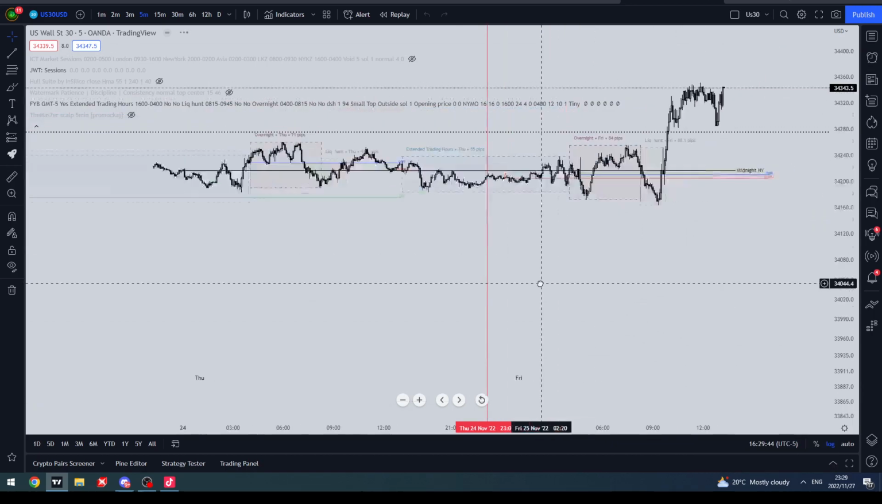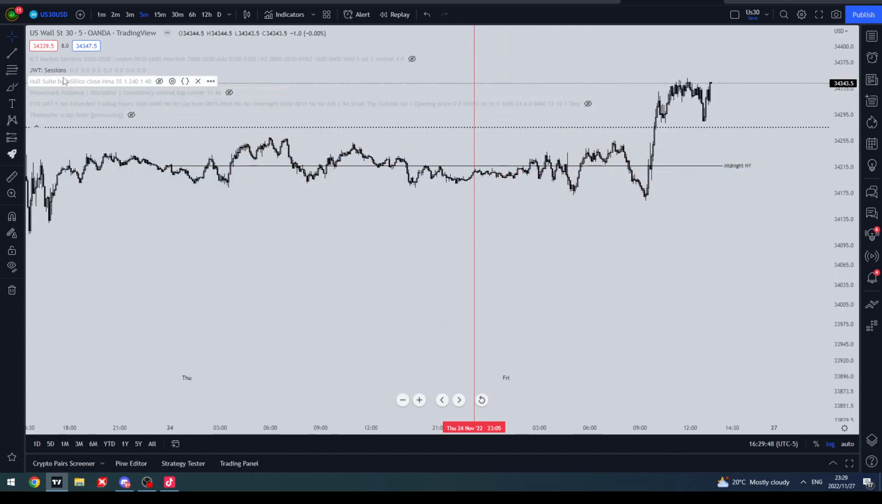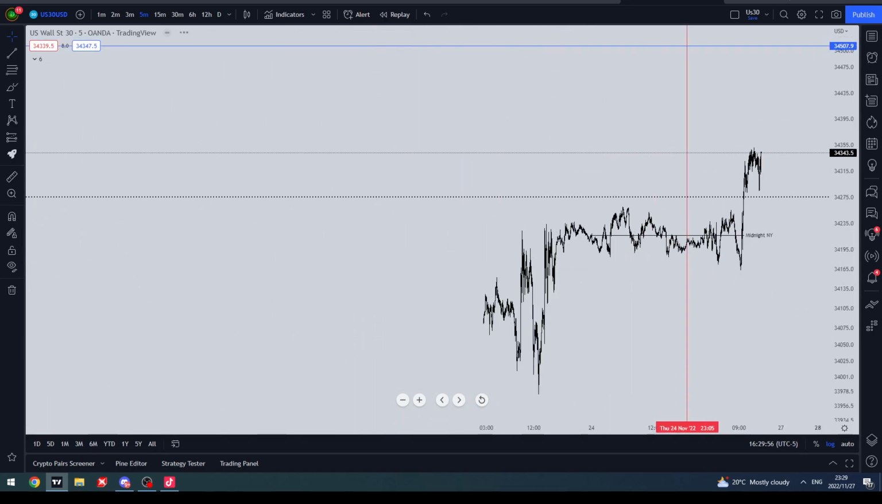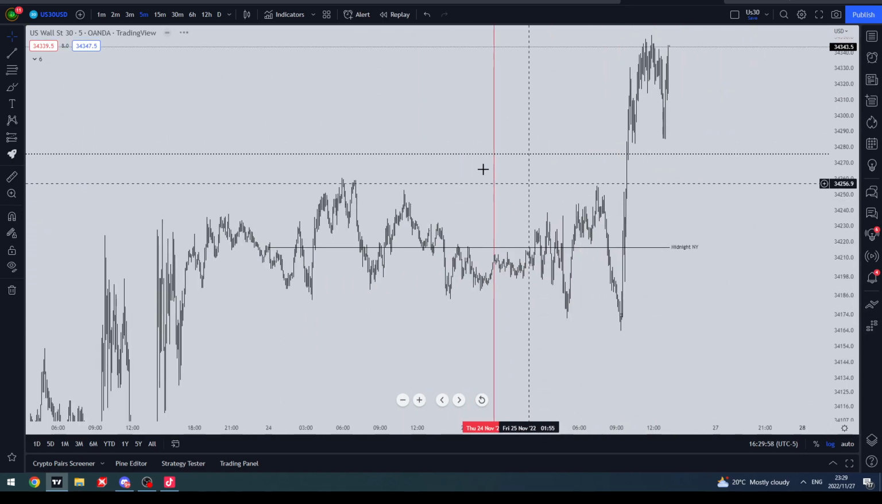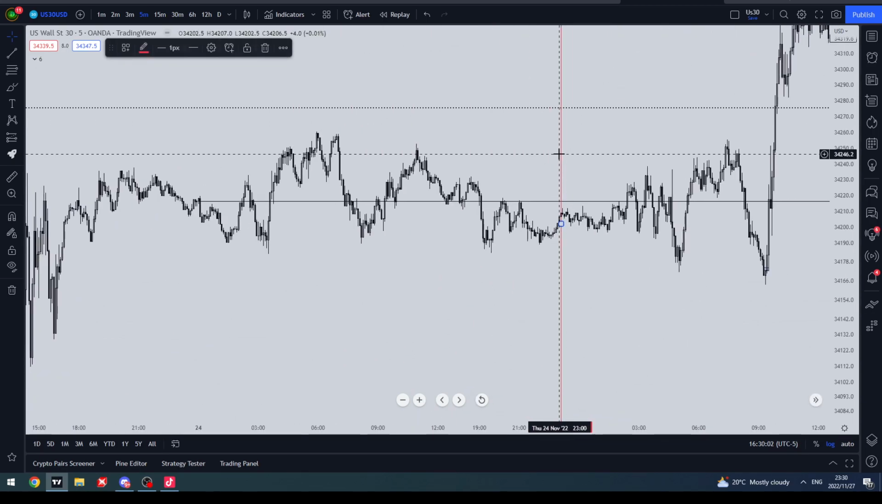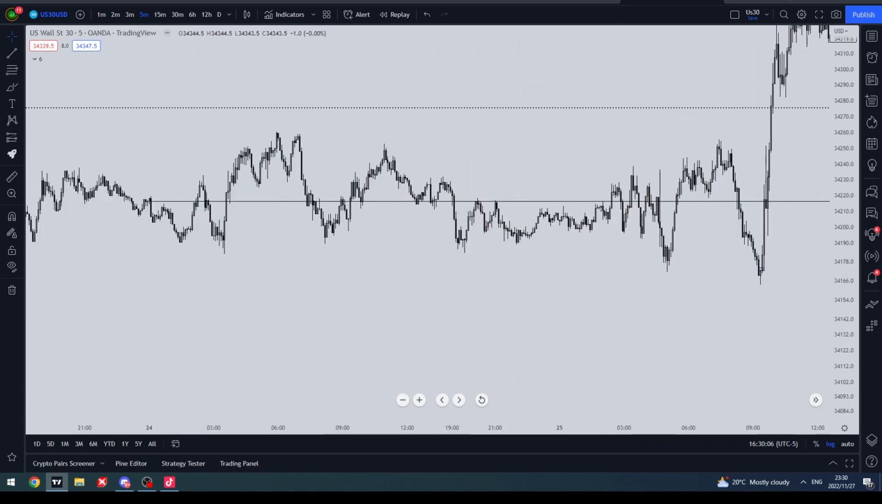I'm going to show you something on US 30. And this is going to make your life easier, because the whole idea in trading, and it's becoming more and more apparent to me every day, is price then time. Sorry, time then price. We are looking for time and then price.